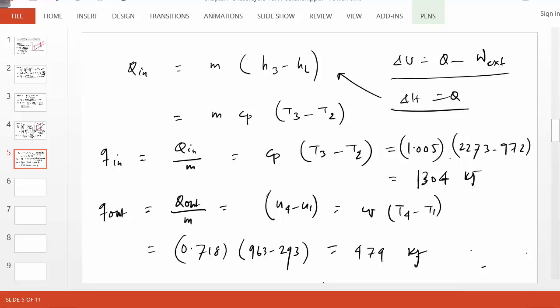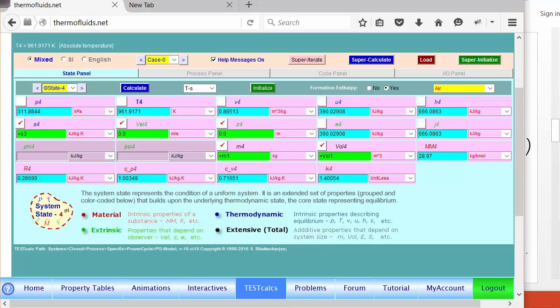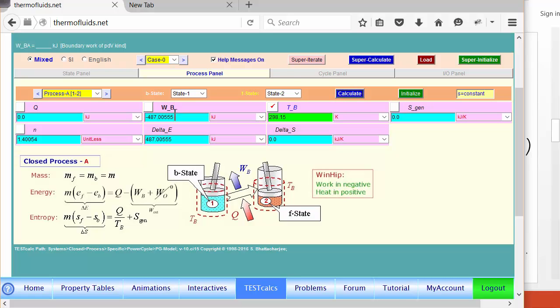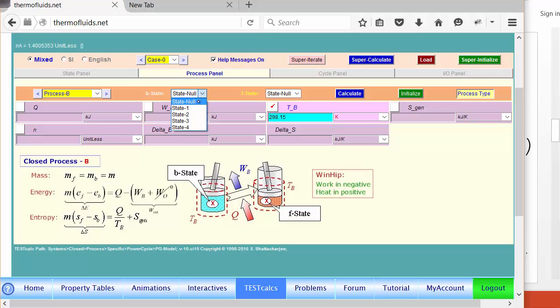Let's go and verify these numbers. So we go to the process panel. Process A is our compression process, state 1 to state 2. Calculate. So notice we can find the boundary work done during compression here. It's negative. Work is added. Process B is the heat addition we are after, 2 to 3.